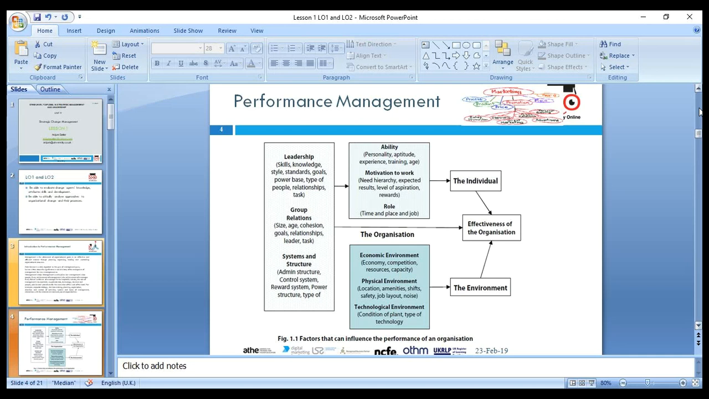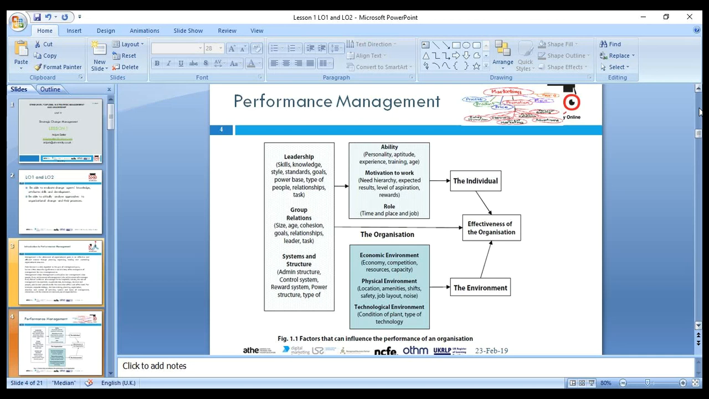It doesn't matter what course you're doing, whether accounting, electrical, electronic, mechanical, whatever. At the end of the day you need to be a leader in your profession. You have the ability to lead, to influence, to motivate. So size, age, coherence, goals, and relations: all the systems and structure we need as a leader. Abilities, people, personalities, attitudes, training, motivation to work, and the organization, which includes economics, environment, physical factors, all we need to look at.